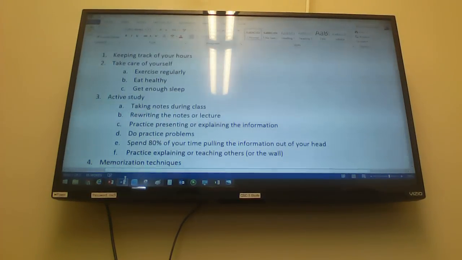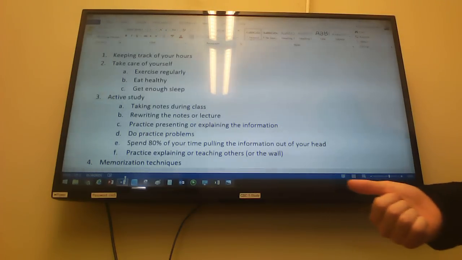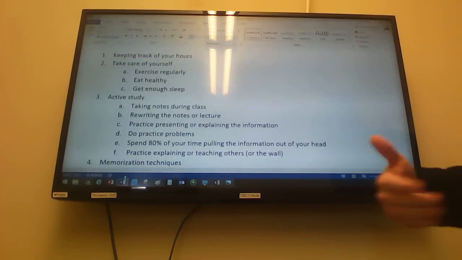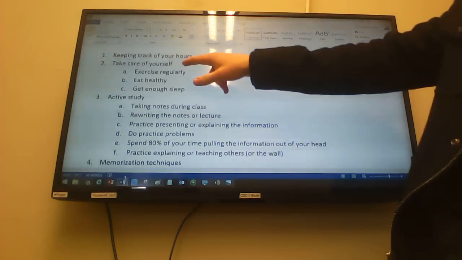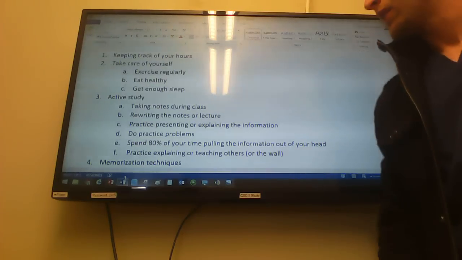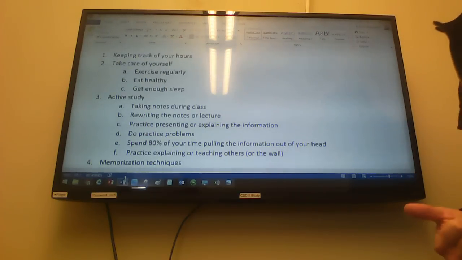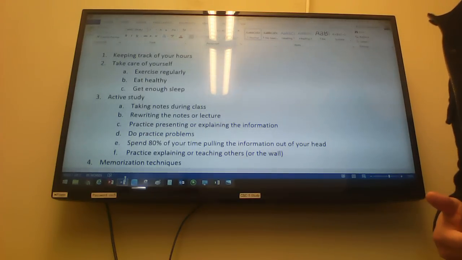Here is some more information I think will be helpful. So the first thing I put down is keeping track of your hours, knowing how often you study, how much you're studying, how long you've gone without reviewing the material. So the second most important thing I put on here, which actually probably should be number one, is taking care of yourself. You need to make sure that you're getting enough sleep, eating healthy, exercising regularly.